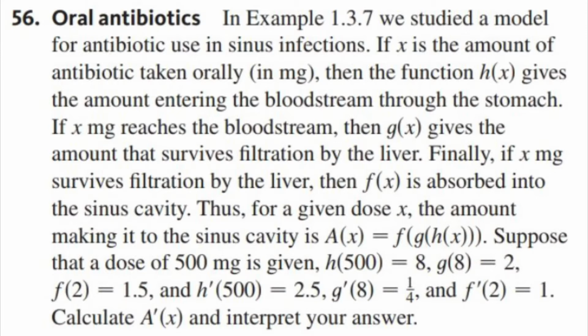And here we're talking about the use of antibiotics for a sinus infection. So obviously the main goal is for it to get to the sinus cavity. They want us to find how much would eventually get to the sinus cavity if the person is given a 500 milligram dose. So A prime of 500 is our main goal, and we're going to use the amounts given in order to break down this problem.